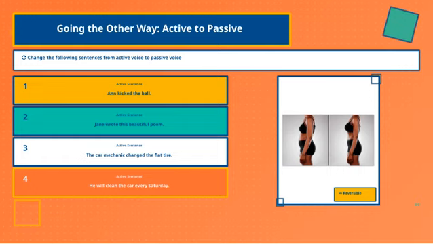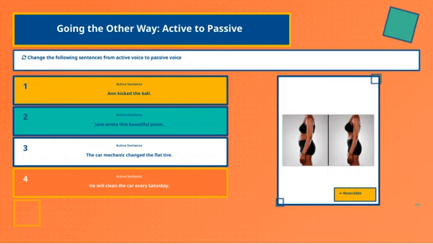Here, we have 4 example sentences in active voice that we need to change into passive voice. First, consider Anne kicked the ball. When we turn this into passive, it becomes the ball was kicked by Anne. Notice how the focus shifts from Anne to the ball.